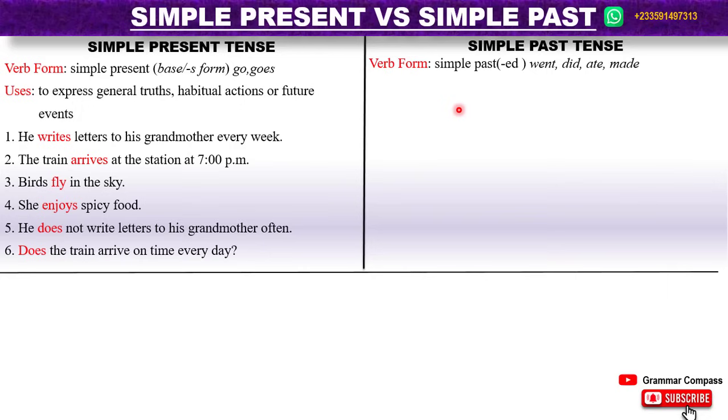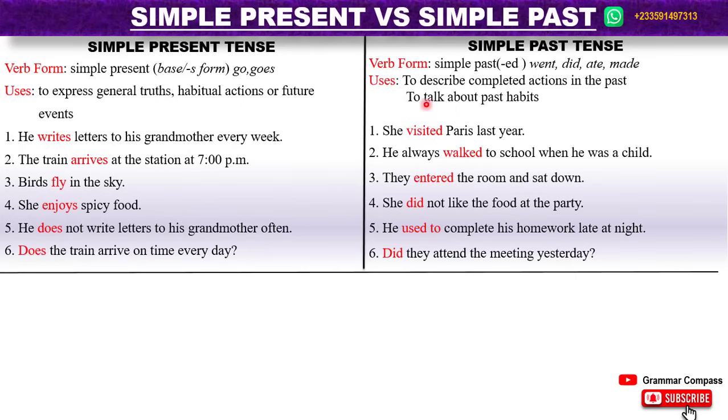And what do we use the simple past tense to express? We use it to, first of all, talk about completed actions in the past, and also to talk about past habits, something that a person liked doing in the past time. For example, she visited Paris last year. This is a simple past tense because we used the simple past form of the verb.